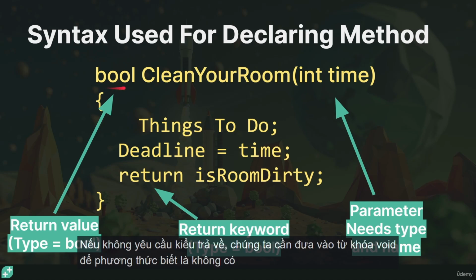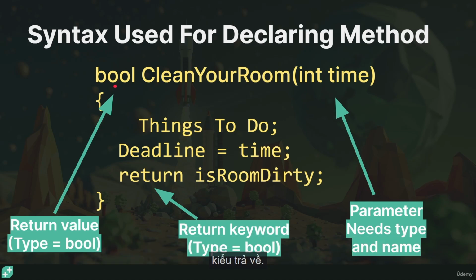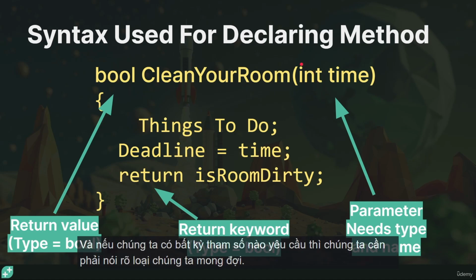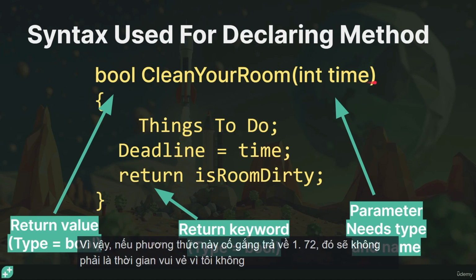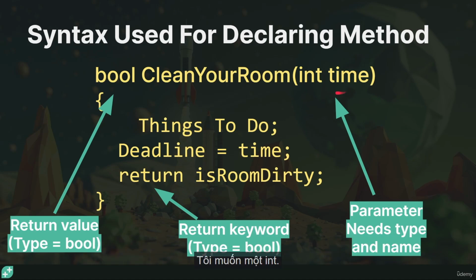If there's no return type required, we need to put in the word void, so the method knows there's no return type. Then we have the name, and if we have any parameters that are required, we need to say what type we're expecting. So int is going to be a what? It's going to be a whole number. So if the method tries to return 1.72, it's not going to be happy times, because it's like, I didn't want a float, I wanted an int.